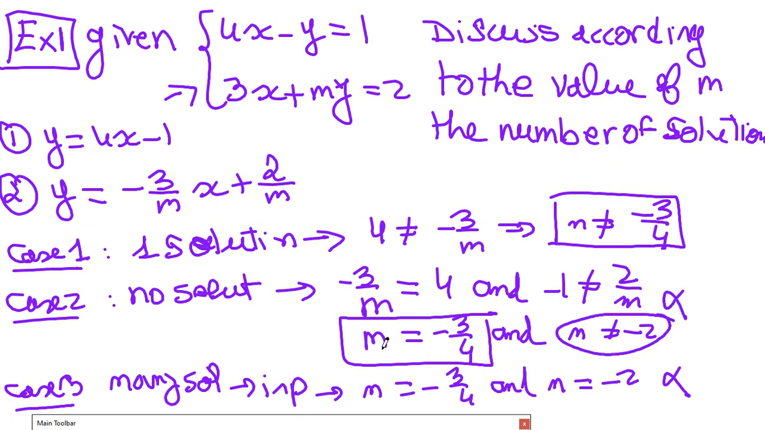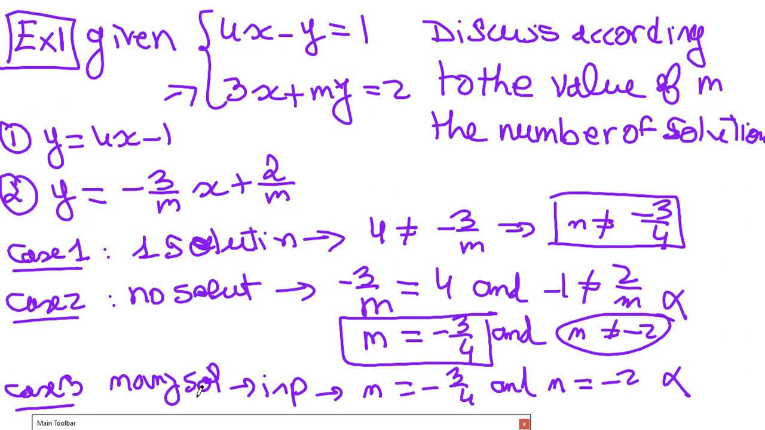So it's enough to say for m equal -3/4, I have no solutions, because in this case the y-intercept is not the same. The y-intercept is the same if m is equal to -2, and the lines will be parallel and they will not meet, so there is no solution.